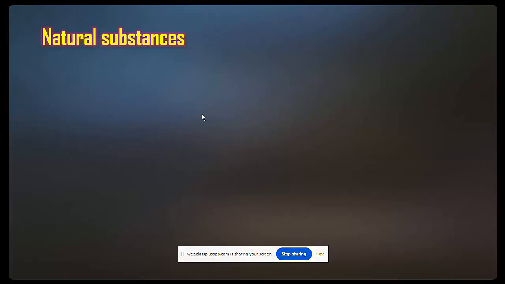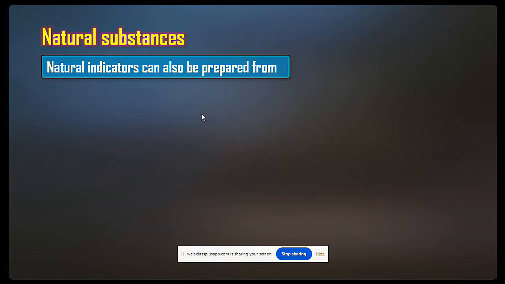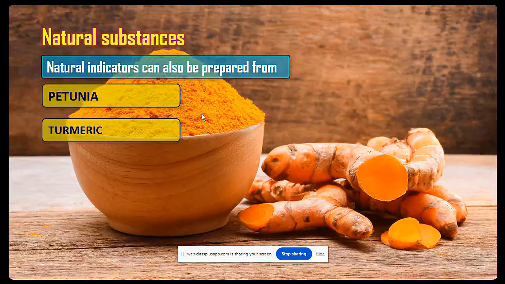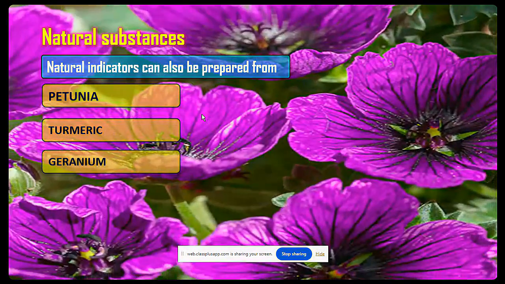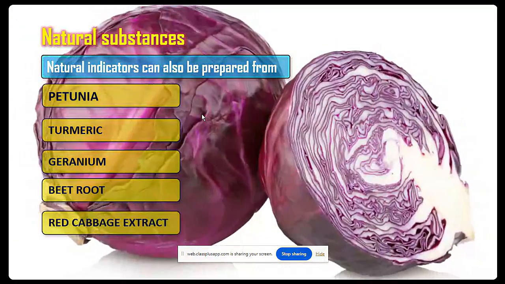Natural indicators. What are natural indicators or natural substances? The natural indicators can also be prepared from petunia, turmeric, geranium, beetroot, red cabbage extract. So here there is a chance to ask one question based on this topic in a multiple choice question. Which of the following is not an example of a natural substance to be prepared for the indicators?